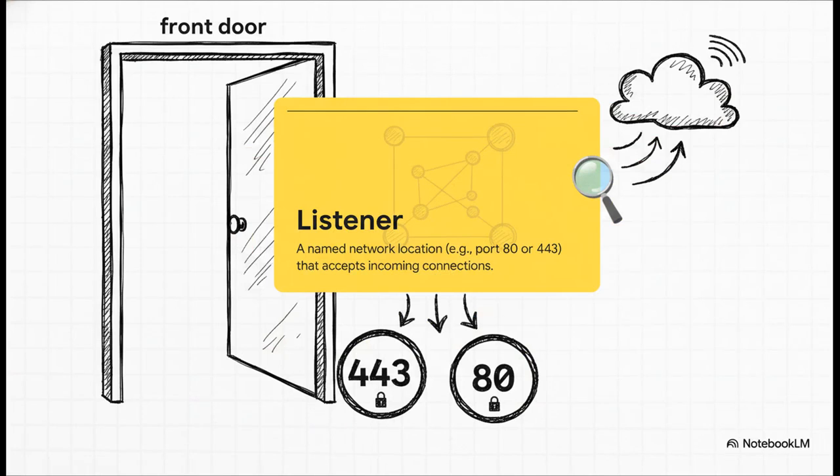First up, the listener. This is the front door. It's as simple as that. It grabs a port, like port 443 for HTTPS traffic, and its only job is to listen for and accept incoming connections. Everything starts here.